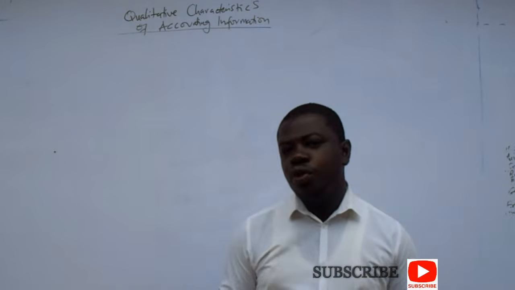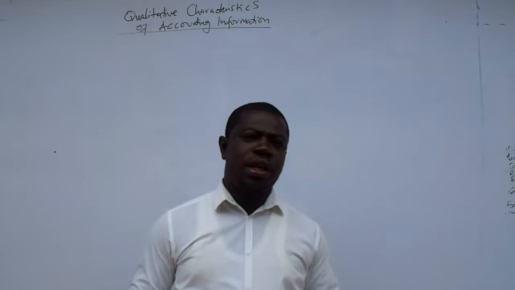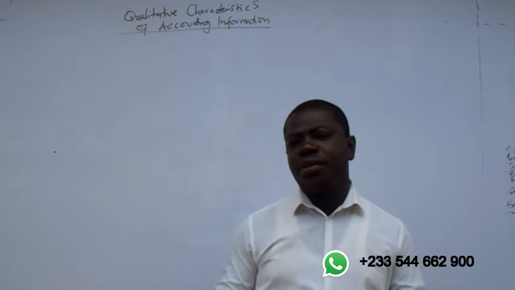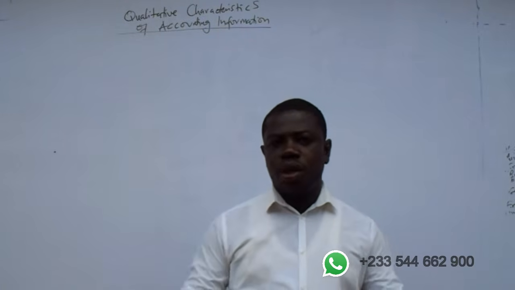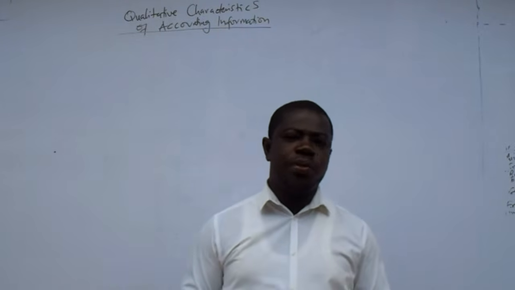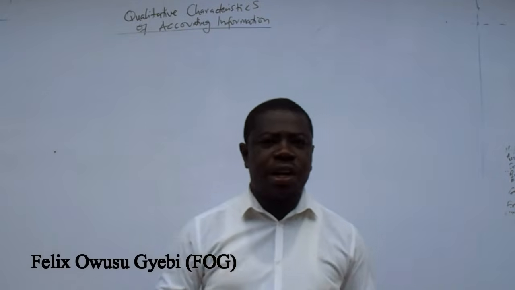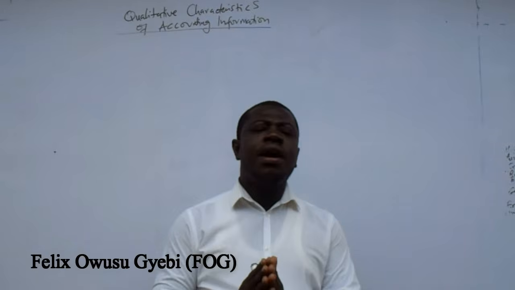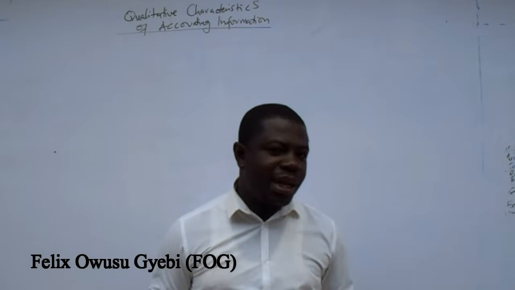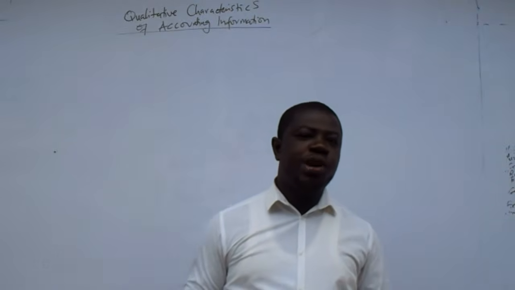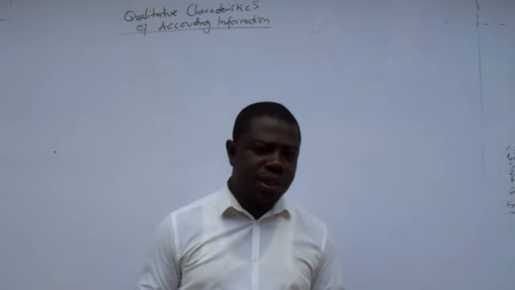Today, we are going to look at the qualitative characteristics of financial information, the qualities that accounting information should have in order for it to be acceptable on the standard where it's supposed to be. And so, we are looking at qualitative characteristics of accounting information. Well, accounting information cannot just be produced by anyone in any manner. For accounting information to be acceptable, there should be some qualities that it should possess.